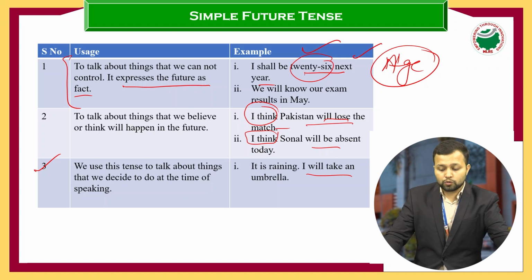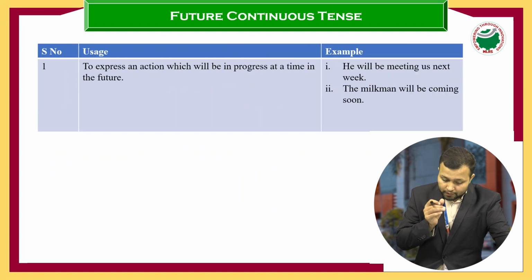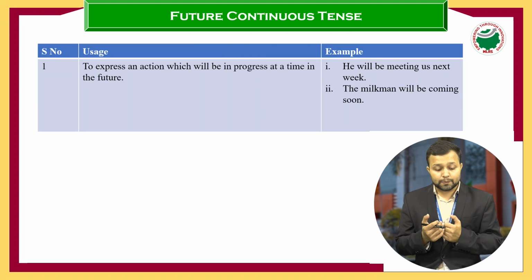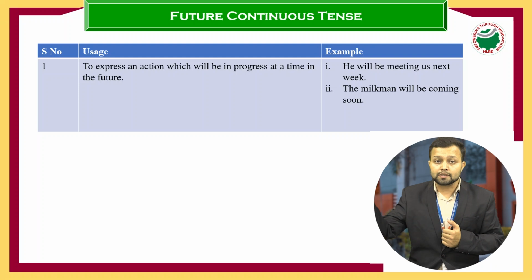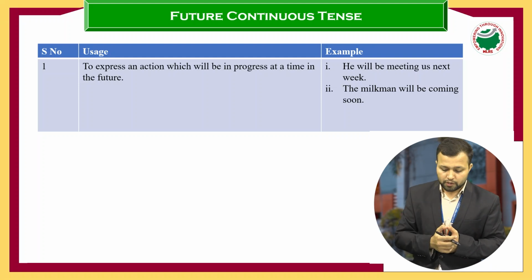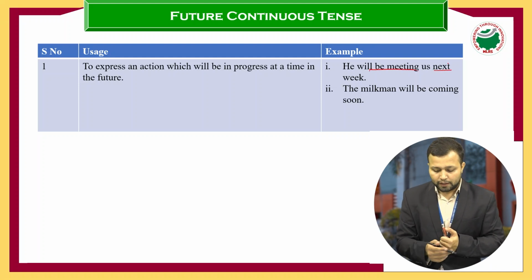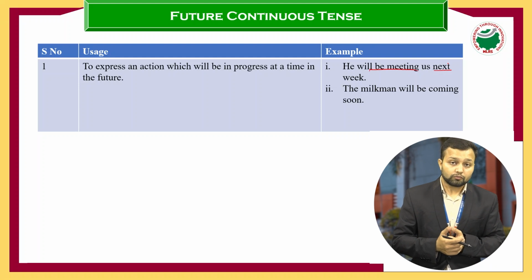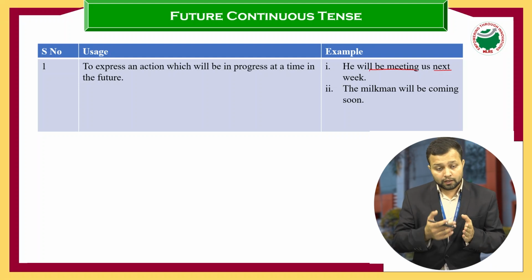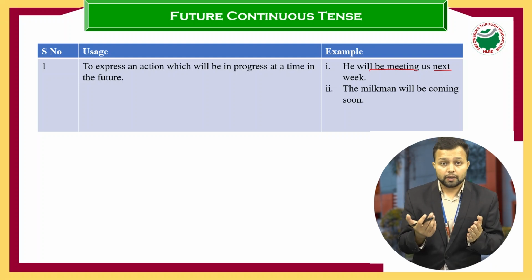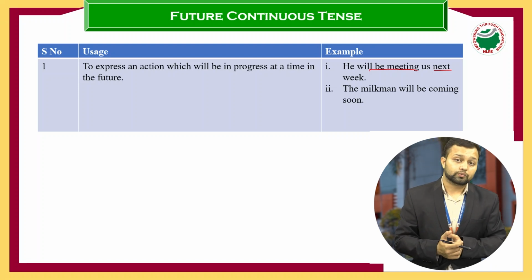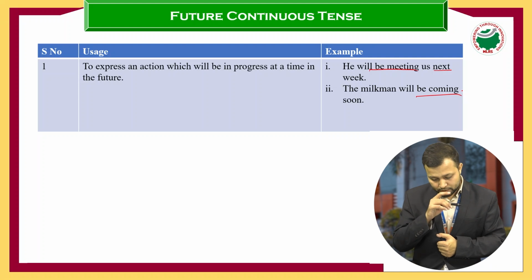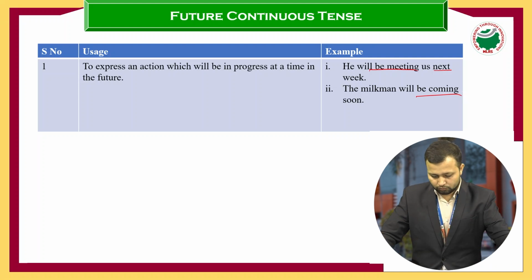Moving on to future continuous tense. This tense is used to express actions which will be continuous at a point of time in the future. For example, he'll be meeting us next week. That meeting will be continuous in the future. Next, the milkman will be coming soon. So again, the process will be continuous. The action will be completed in the future.